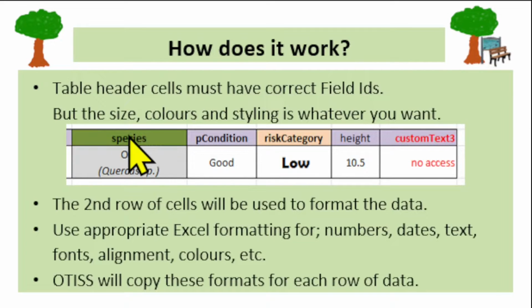Here's an example. The header row contains the field IDs. Now the colors and the formatting don't matter, it's just the words that matter as the field IDs. The second row in the template is used for formatting the data. Again, Otis doesn't care what formatting you use, but Otis will copy this one row of formatting for as much data as you've got in the table.